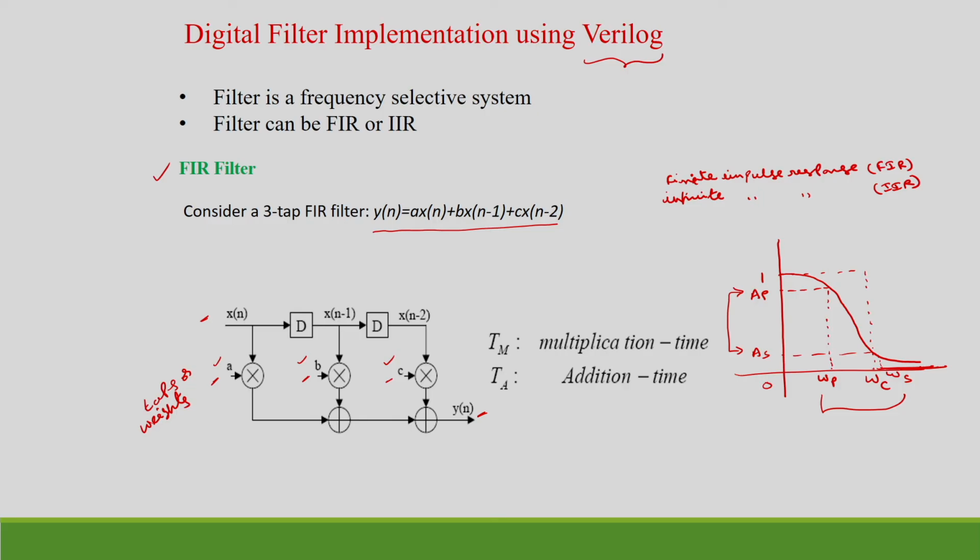Here we basically require 3 multipliers, where Tm is the computation time of each multiplier, and 2 adders. Initially I will start with a simple multiplier, which is the unsigned multiplier. A multiplier can be either signed or unsigned.